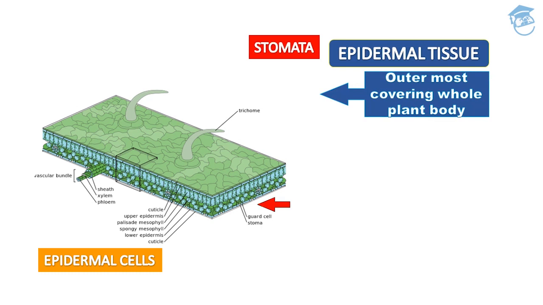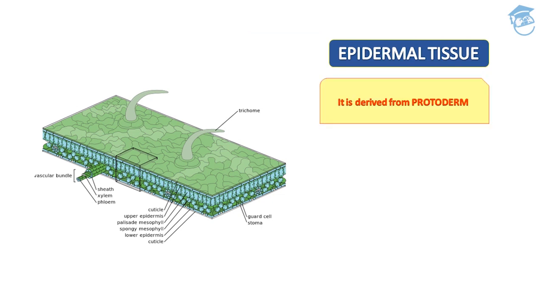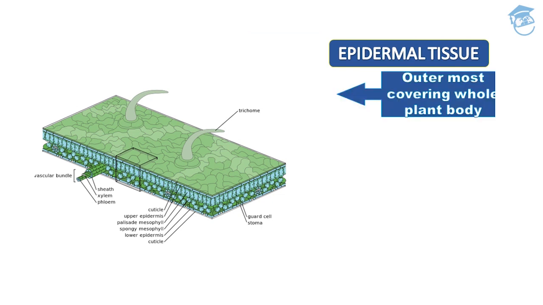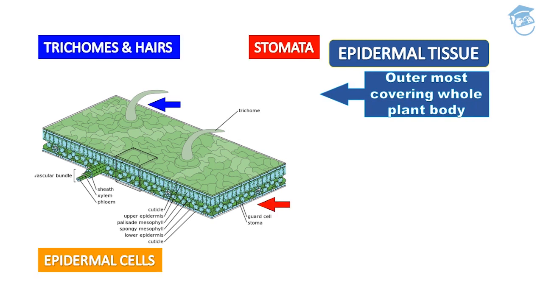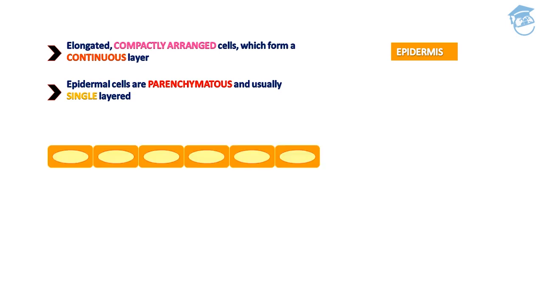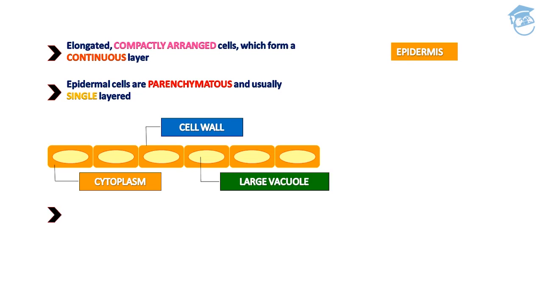This is the epidermal cell. This is the guard cell, which is also called stomata, and it is derived from protoderm. And this is trichome and hair present over the epidermis of the plant body. Epidermal cells are elongated, compactly arranged cells which form a continuous layer, and they are parenchymatous and usually single layered. This is the cell wall, this is the cytoplasm, and this is the large vacuole.